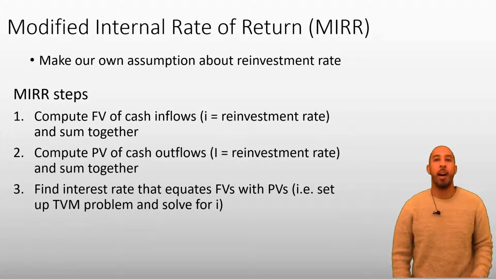We can break the MIRR computation process into a few steps. Step 1 is to figure out what the reinvested intermediate cash flows will grow to by the time the project is finished. So we'll be computing the future value of the project's cash inflows. The second step will be to compute the present value of the cash outflows. Anytime we spend money, we need to figure out what that is worth today. Finally, you'll set up a time value of money problem to solve for the interest rate that connects the future value of the inflows with the present value of the outflows. This interest rate we solve for will be the modified internal rate of return.